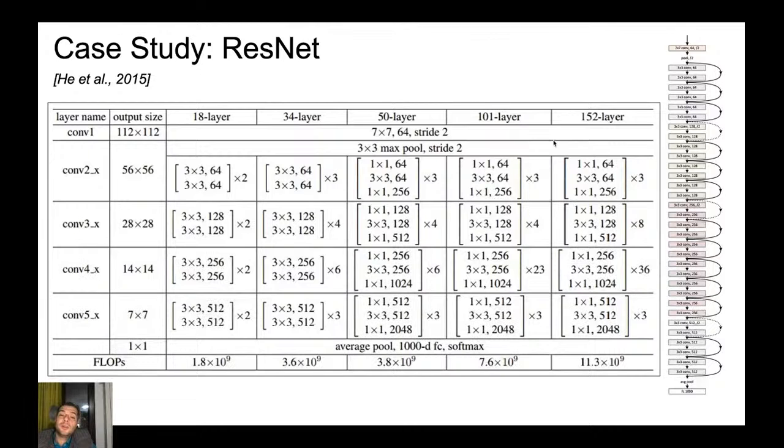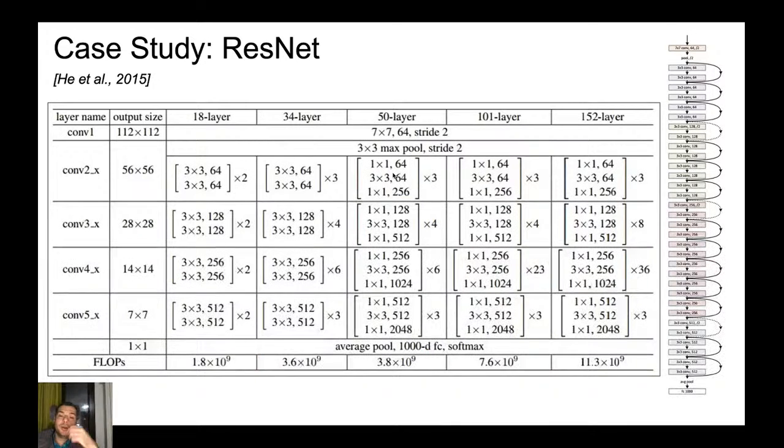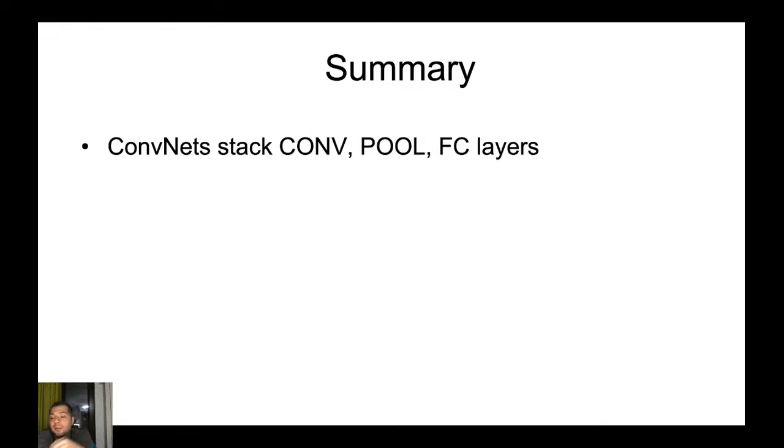Okay, and you can see here, they use these residual blocks in four blocks, and the number of times each block is repeated. For example, this block contains 3 convolutional layers and is repeated 3 times. So this gives 9 convolutional layers, and so on. So this configuration has 50 layers, this one has 101, and so on. Okay, so this was the case study for ResNet.